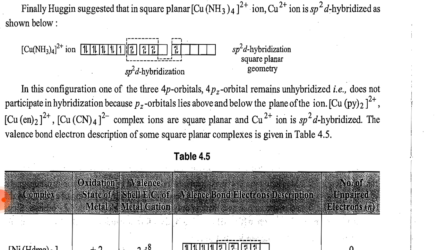In this configuration, one of the three 4p orbitals, the 4pz orbital, remains unhybridized, that is, does not participate in hybridization, because the pz orbital lies above and below the plane of the ion. The [Cu(py)4]2+, [Cu(en)2]2+ and [Cu(NH3)4]2+ complex ions are square planar and the copper 2+ ion is sp2d hybridized. The valence bond description of some square planar complexes is given in table 4.5.